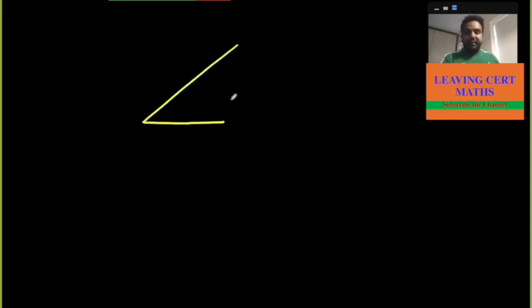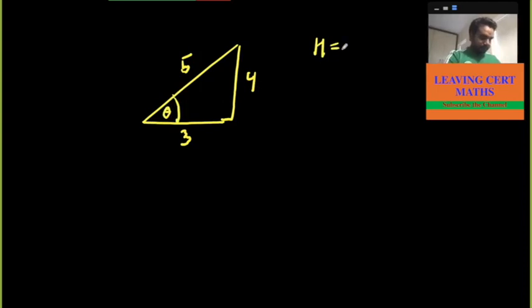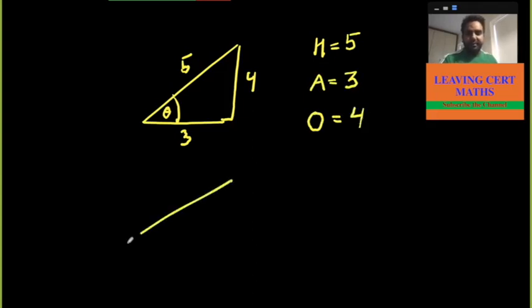So if you have a triangle like this, and this is your angle theta, can you tell me what is the value of hypotenuse? 5. What is the value of adjacent? 3. Right, good. And what is the value of opposite? 4. Well, good. Now let's take another triangle.